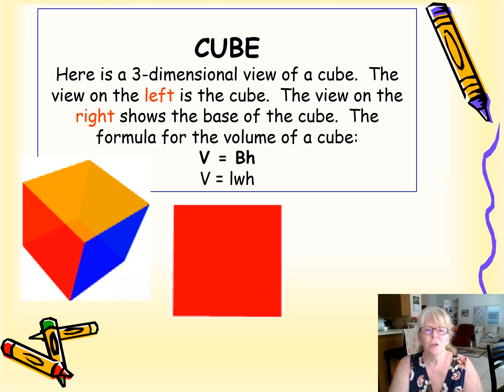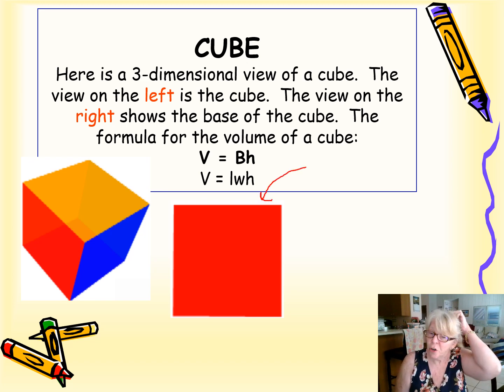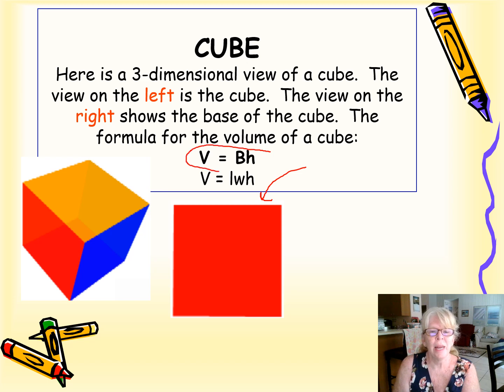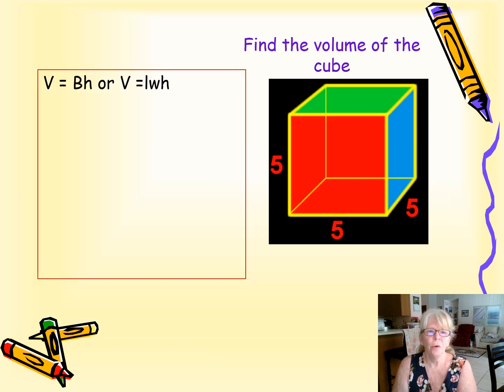Here is a three-dimensional view of a cube. Again, if I look down on top of it, I can clearly see that no matter how I turn it, this way, this way, this way, they're all squares and they're all the same. This formula is the same as the rectangular prism. If it's a prism, there are three numbers: LWH, length times width times height. So I'm going to give you a second to give me the volume of this cube.